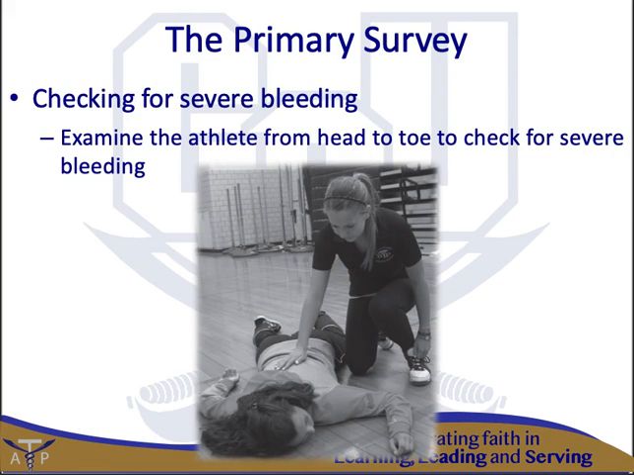The next part of the primary survey is to check for severe bleeding. And I say the next part, however, as we check for breathing and unconsciousness, we should also be checking for severe bleeding at the same time. We must check the athlete from head to toe to see if he or she is bleeding severely. While we are checking the athlete's breathing, we need to see if there's any blood around the body as well, on their clothes or on the surrounding ground.